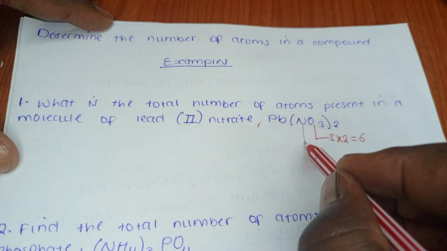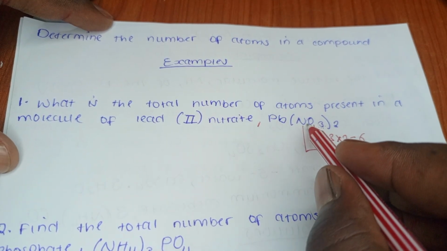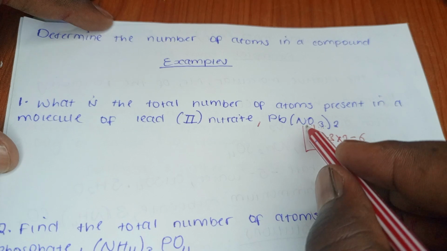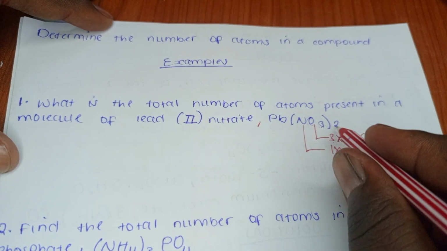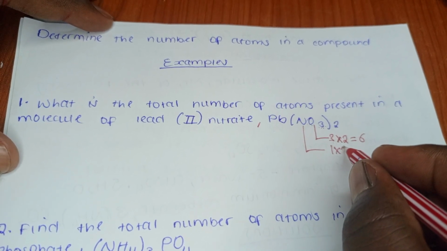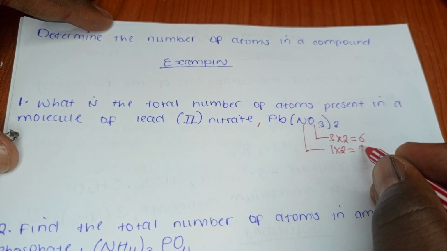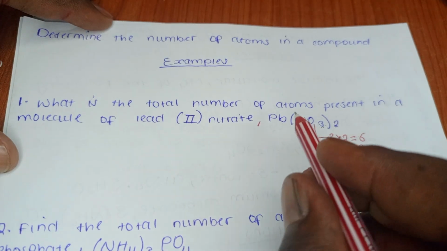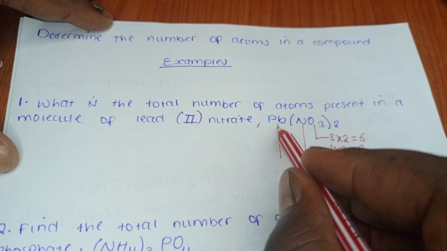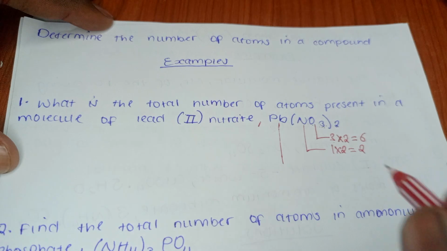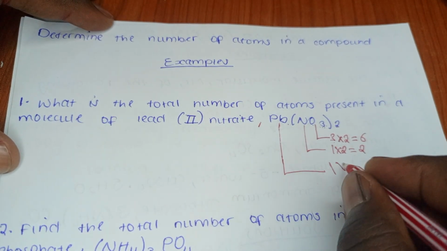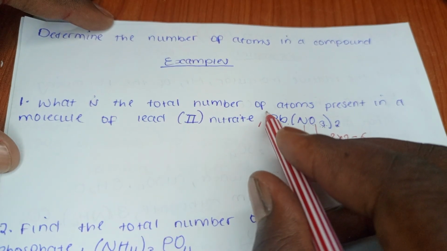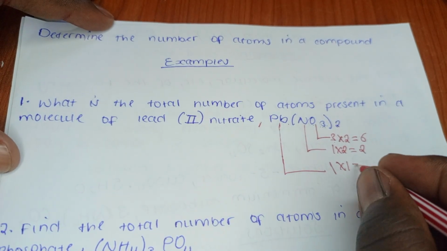Then again go to nitrogen. As you can see here, nitrogen, there's 1 here. Since there's no number, it means there's 1. So 1 multiplied by the 2, which is outside the bracket, equals 2. Then we go to lead. As you can see, there's 1 here. So I'm going to say 1 multiplied by, don't forget there's 1 here, so multiply by 1. The answer is 1.